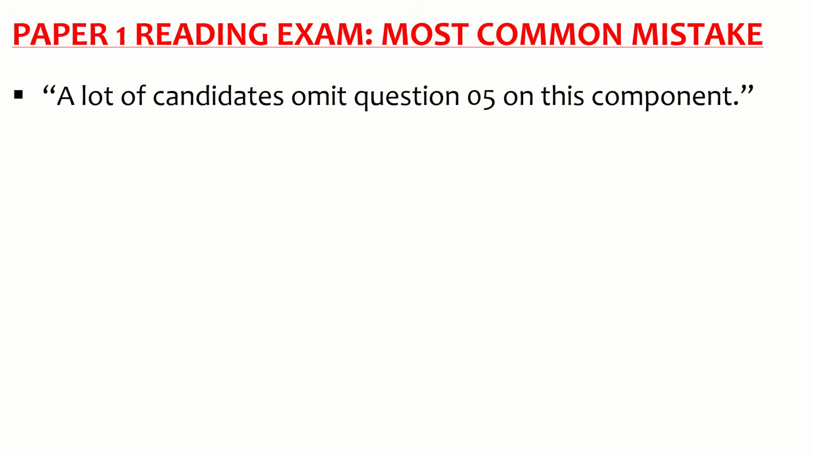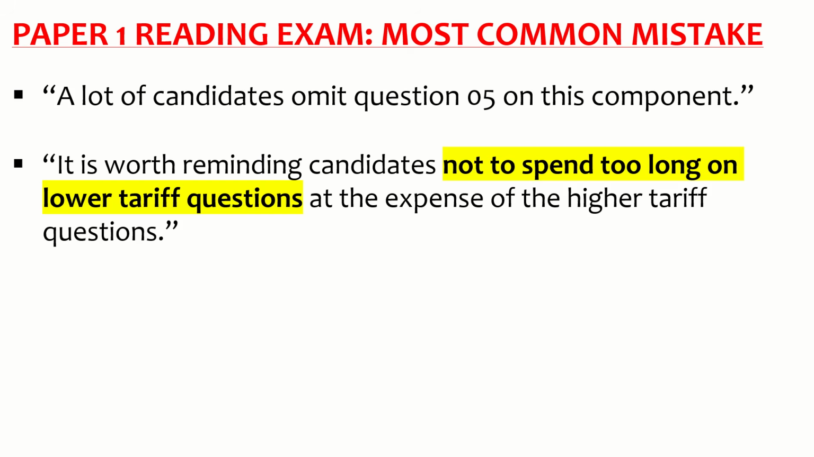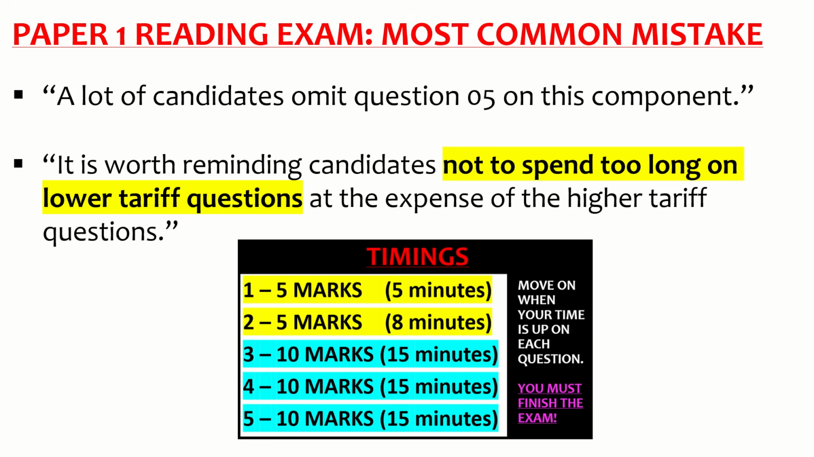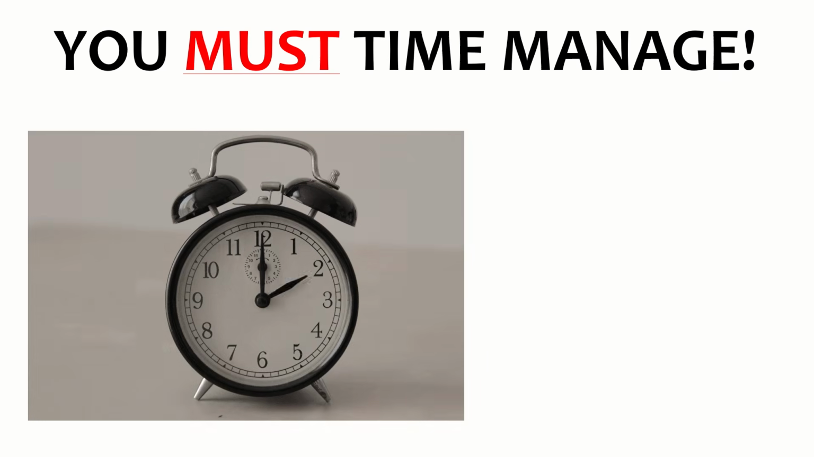The most common mistake students make in the exam is they omit or leave out question 5. When I've got it in speech marks, it means the examiners have said it. What they say is it's worth reminding candidates not to spend too long on the lower tariff questions at the expense of the higher tariff questions. What they really mean is that the biggest mistake students make is they spend too long on questions 1 and 2, and then they end up having to skip number 5 normally. So be strict with yourself on your timings.